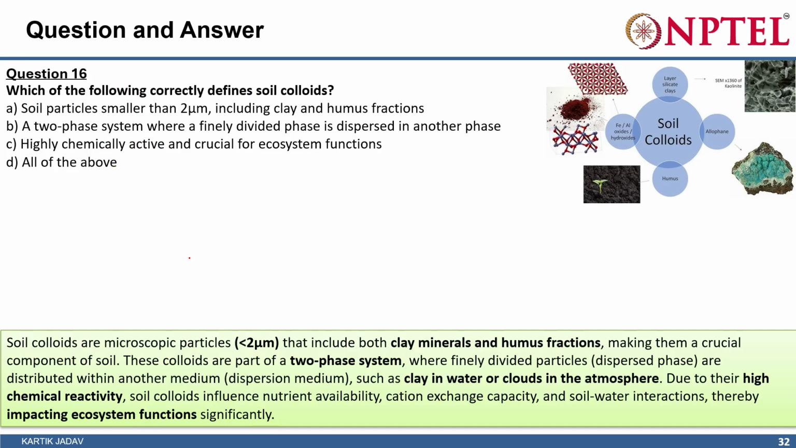Now question number 16. Which of the following correctly defines soil colloids? We know that soil colloids are soil particles whose size is smaller than 2 micrometer, including the clay and humus fraction. That is known as soil colloids. And soil colloids play a very important role in soil water holding capacity, cation exchange capacity, water holding capacity. So the correct answer is all of the above, right? Because soil colloids are also a two-phase system where a finely divided phase is dispersed in another phase. And this is highly chemically active and crucial for ecosystem functions.